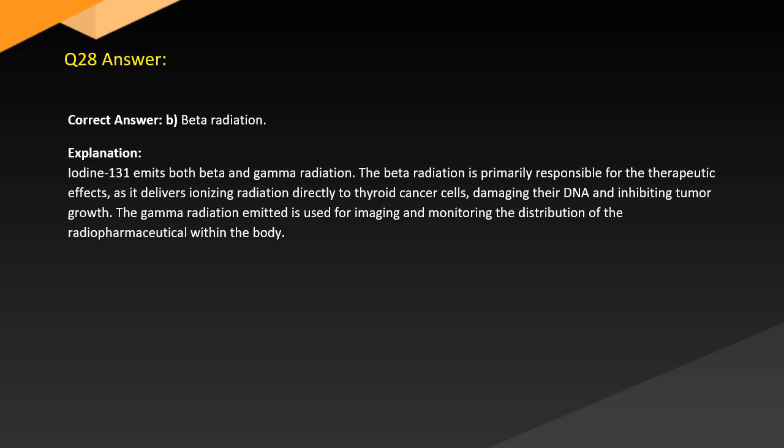Answer. Correct answer: B. Beta radiation. Explanation. Iodine-131 emits both beta and gamma radiation. The beta radiation is primarily responsible for the therapeutic effects, as it delivers ionizing radiation directly to thyroid cancer cells, damaging their DNA and inhibiting tumor growth. The gamma radiation emitted is used for imaging and monitoring the distribution of the radiopharmaceutical within the body.